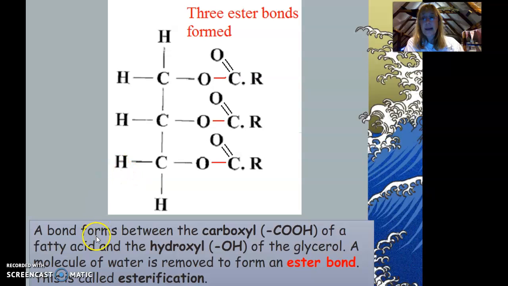So it says over here, a bond forms between the carboxyl of a fatty acid and the hydroxyl group of the glycerol. A molecule of water is removed to form an ester bond, and this process is called esterification. Pause the video and copy these notes.